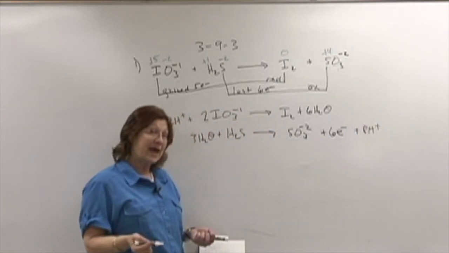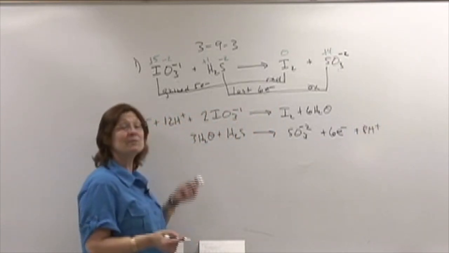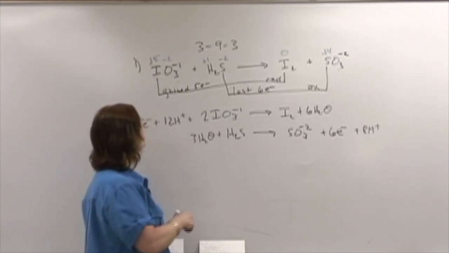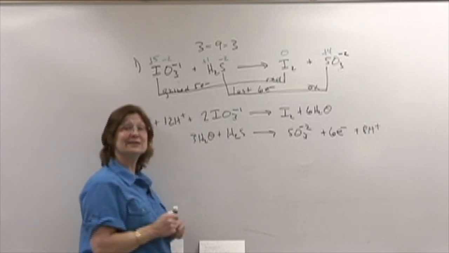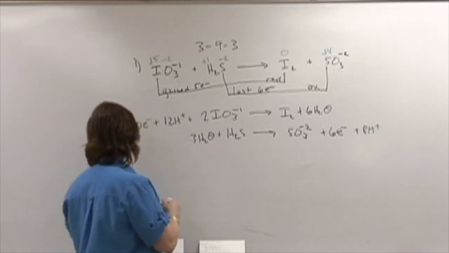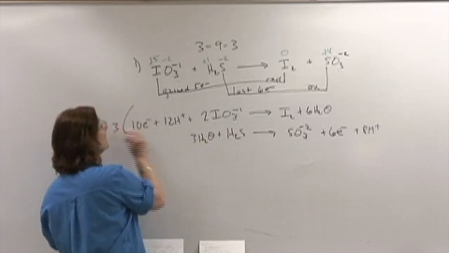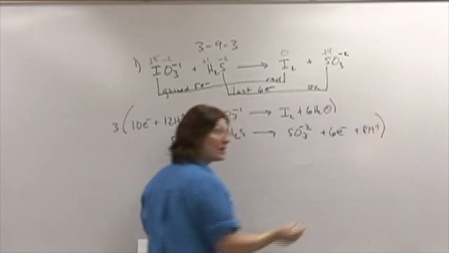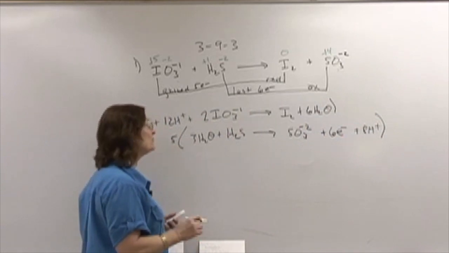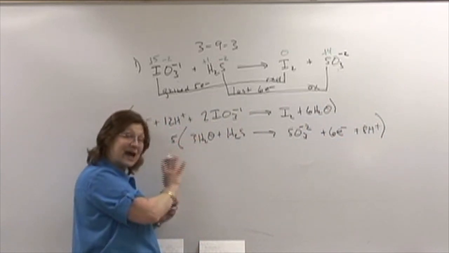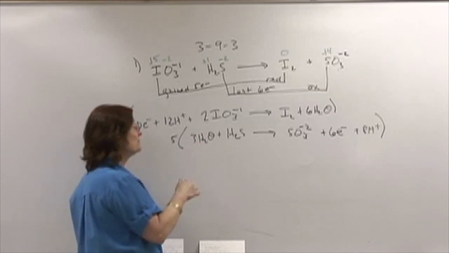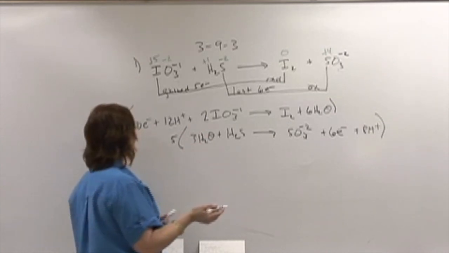Now, before I can add them back together, I have to have the same number of electrons gained as there are lost. And the lowest common multiple between 10 and 6 is 30. And therefore, the first one I must multiply by 3, and the second one by 5. And I'll write them again. It's very helpful to go ahead and write it out so it's nice and clear, and you're not marking off a lot of things, because we're going to mark off some things as we go.